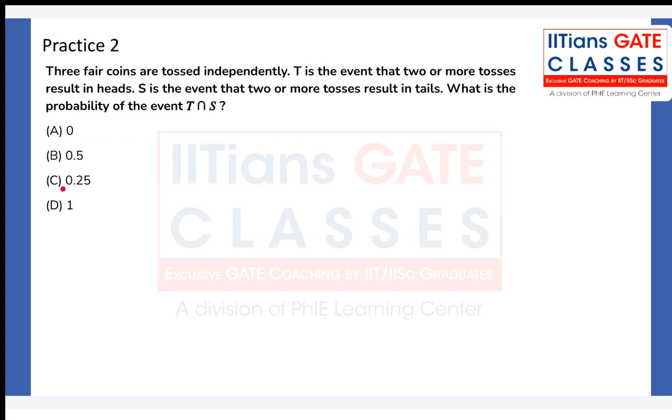3 fair coins are tossed independently. Let's say T is the event that 2 or more tosses result in heads. S is the event that 2 or more tosses result in tails. What is the probability of the event T intersection S?